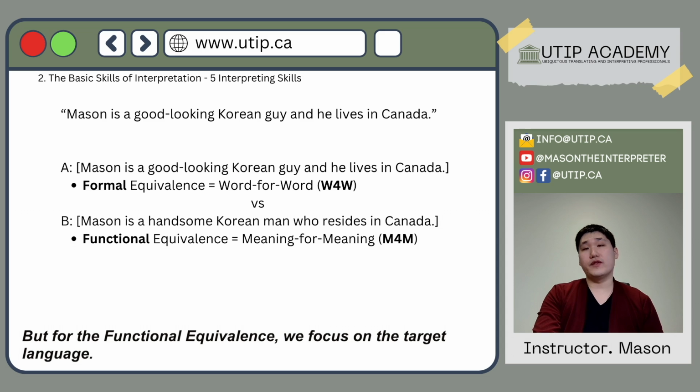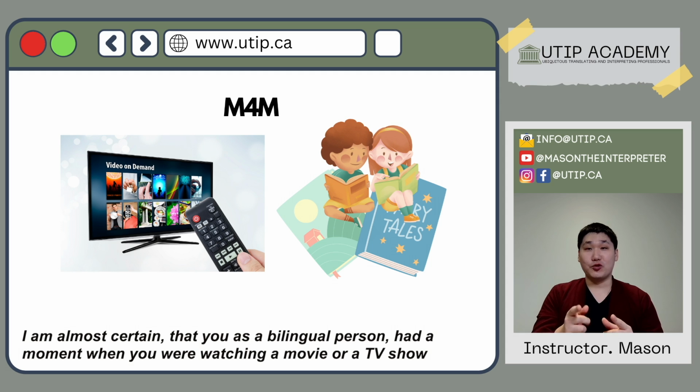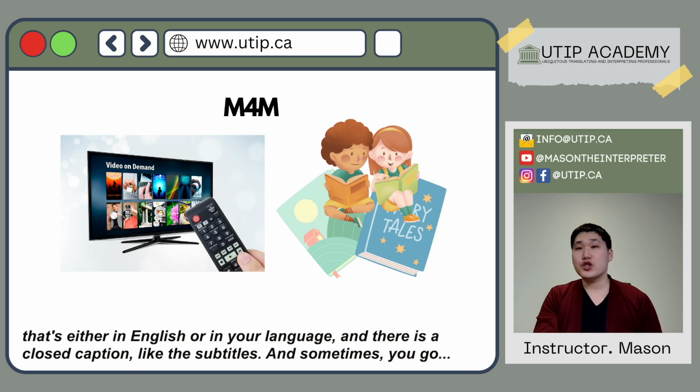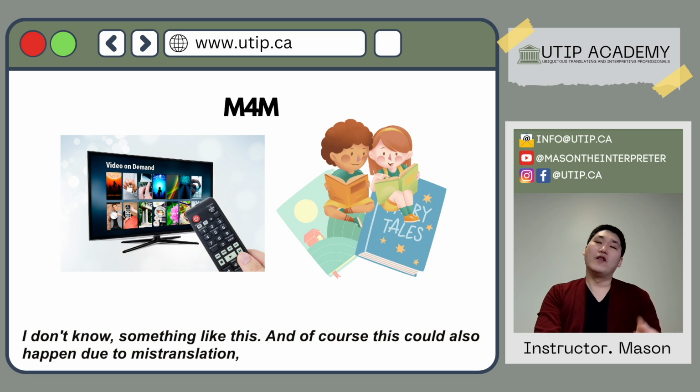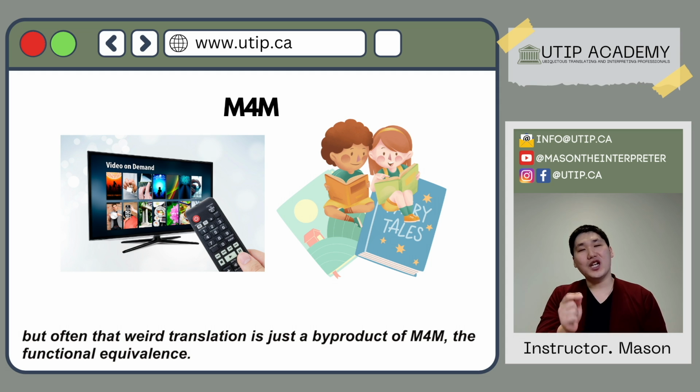But for the functional equivalence, we focus on the target language. I am almost certain that you, as a bilingual person, had a moment when you were watching a movie or a TV show that's either in English or in your language, and there is a closed caption, like the subtitles, and sometimes you go, oh, why did they translate it that way? Oh, that's not correct. That's not what it means. I don't know, something like this. And of course, this could also happen due to a mistranslation, but often that weird translation is just a byproduct of M4M, the functional equivalence.